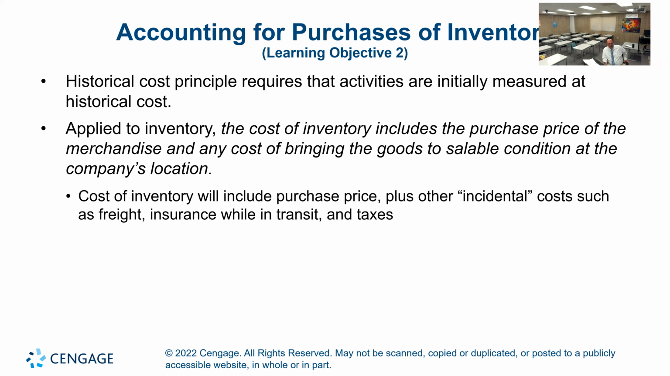So other incidental costs we're going to talk about, such as freight. So transportation cost. If you have to pay the trucking company to bring inventory to you, you include that in your cost of inventory. If you have to pay insurance on it while it's coming to you, it is part of your inventory. And any sales taxes that you're going to pay on the delivery or the purchase of the inventory are included in a company's inventory and allowed to be expensed out through cost of goods sold.